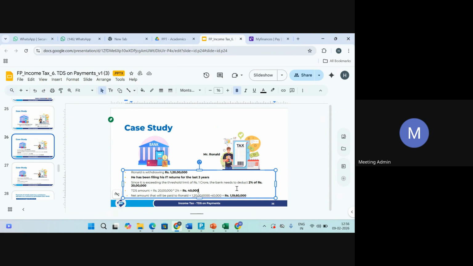The bank will deduct that, and the net amount will be paid to Ronaldo. The net amount that will be paid to Ronaldo is 1 crore 20 lakhs minus 40,000. The tax amount they deduct is subtracted from what they pay to Ronaldo. It will be 1 crore 19 lakh 60,000 that will be paid to Ronaldo if he has maintained regularly. Okay, is that clear? So only 40,000 will be deducted. Is that clear?